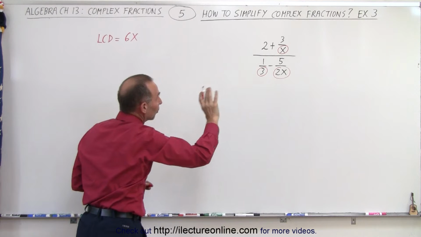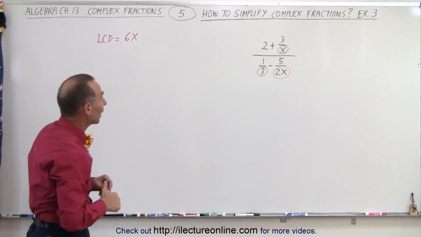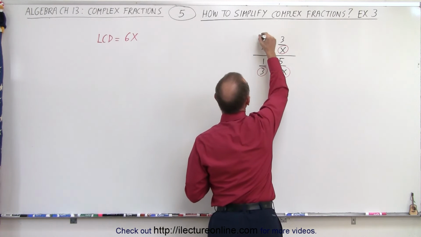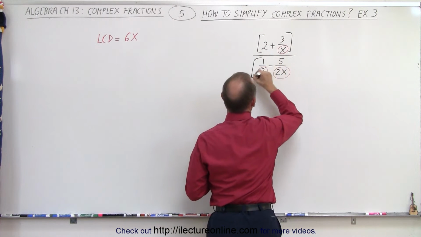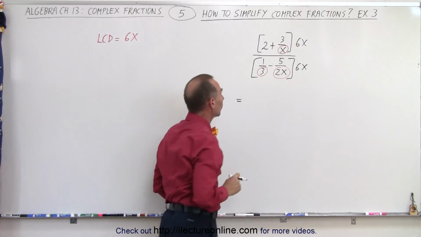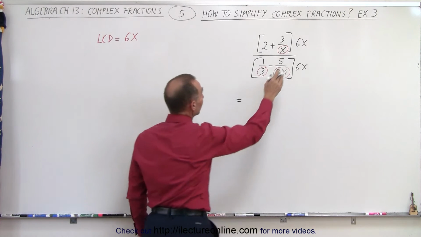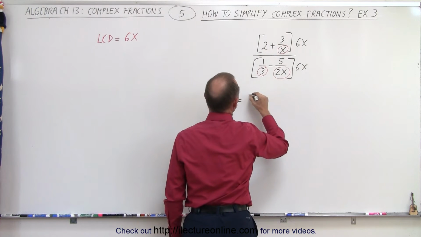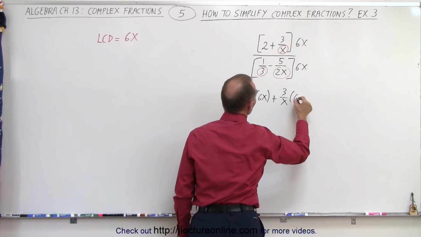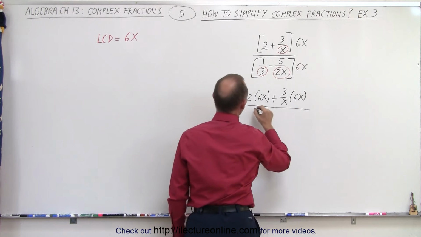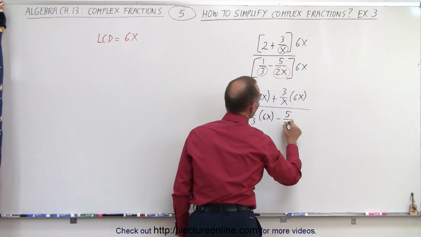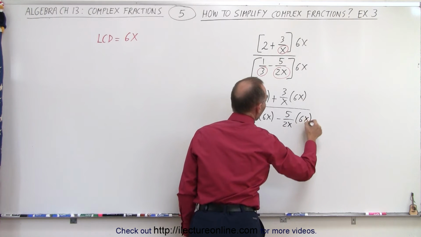All of the other denominators fit evenly into that denominator, which means we're going to multiply both the numerator and the denominator by 6x. So what does that look like? Well, we multiply this by each of the two terms, so we have 2 times 6x plus 3 over x times 6x, divided by 1 over 3 times 6x minus 5 over 2x times 6x.